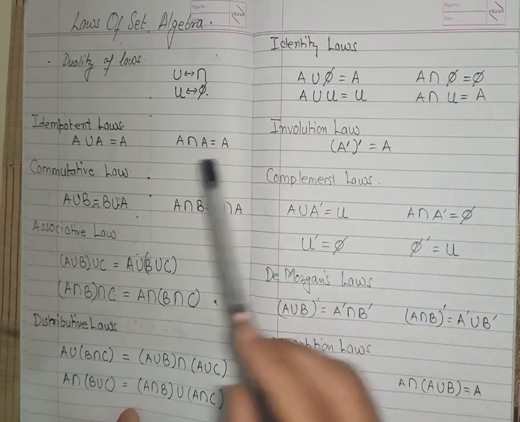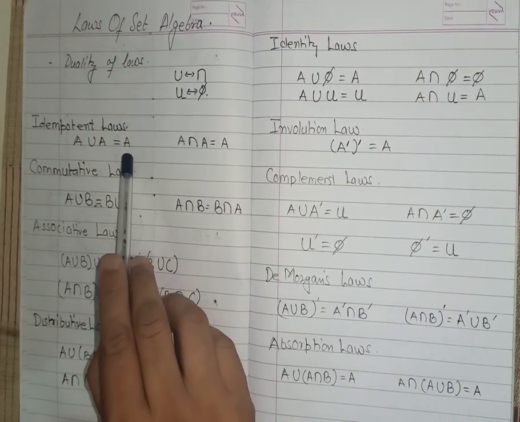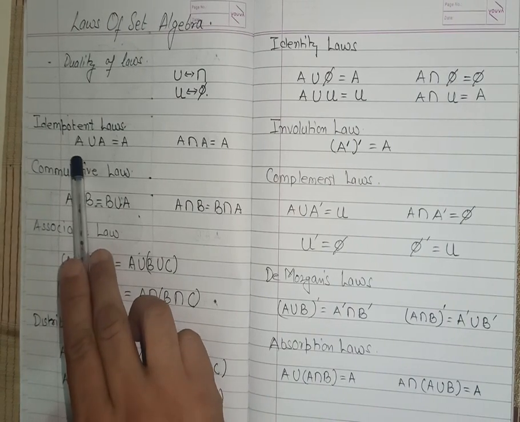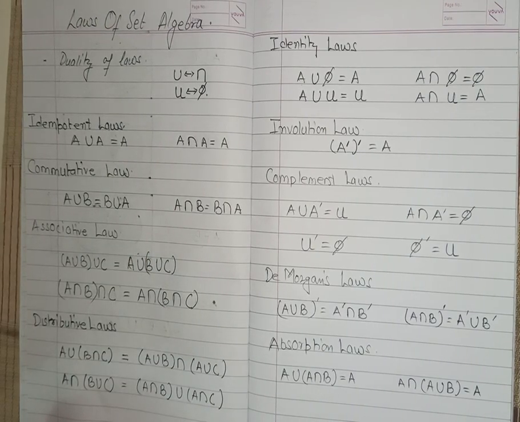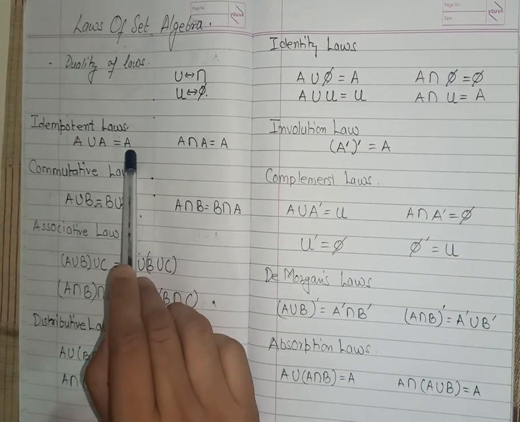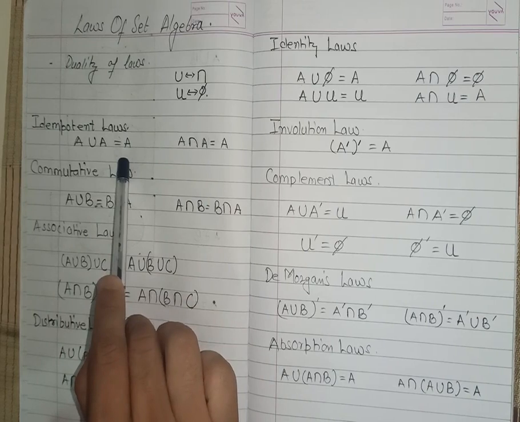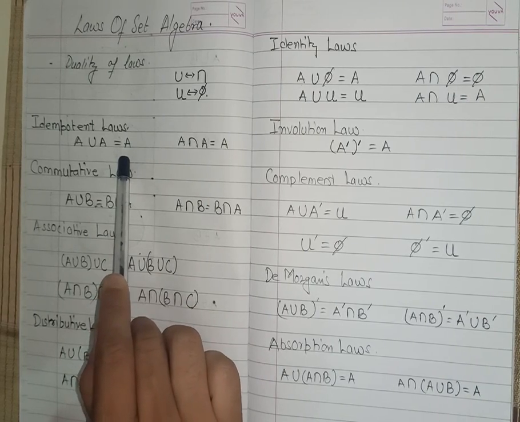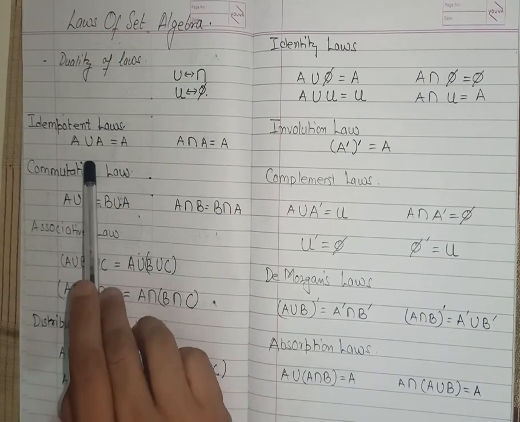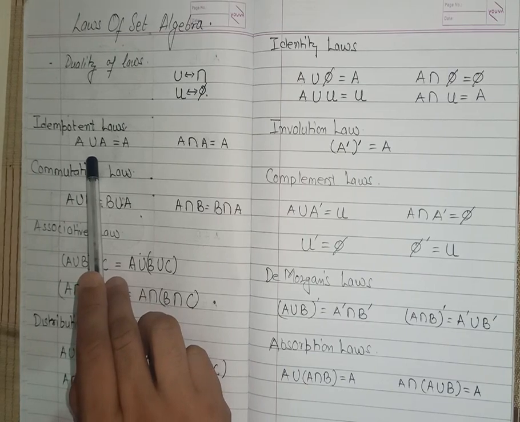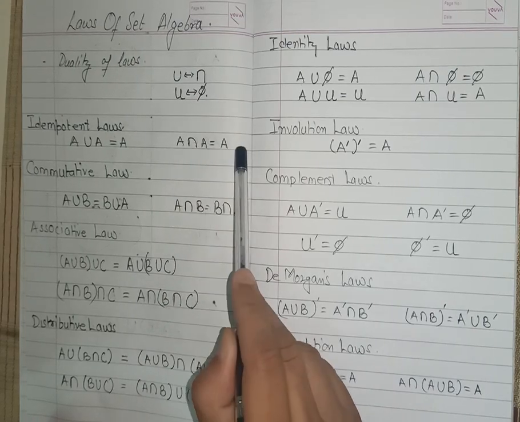Now let us see the laws. The first law is called the idempotent law. The idempotent law says the union of a set with itself is equal to the set itself. A union A is equal to A. If I want to find the dual of this law, I will have to replace union by intersection, or intersection by union, and universal set by null set and vice versa. So I have the union over here; if I replace it by intersection, I will get the dual of this law. That means the intersection of A with A is equal to A.